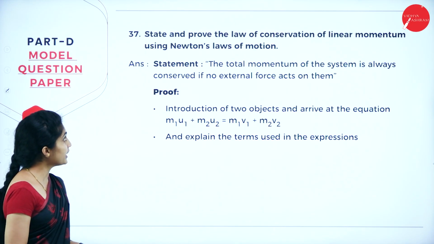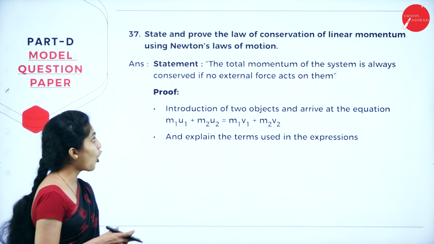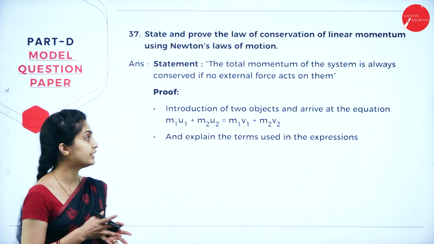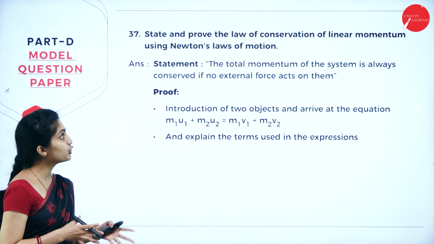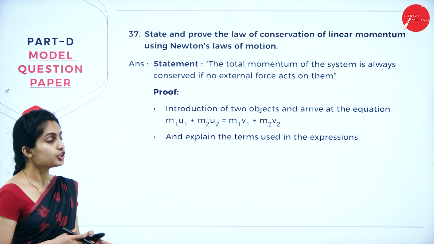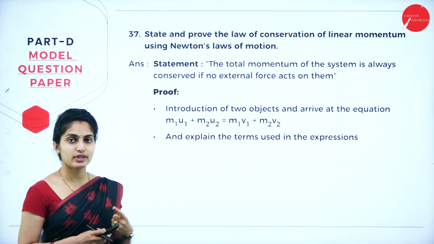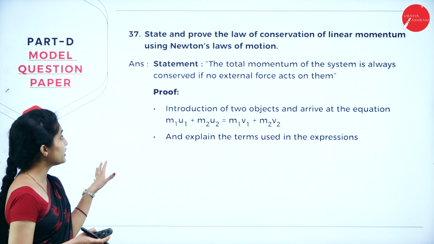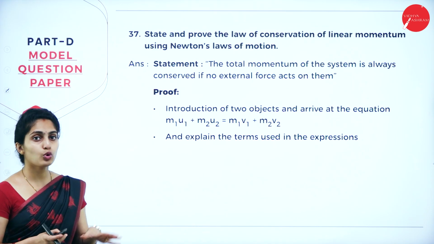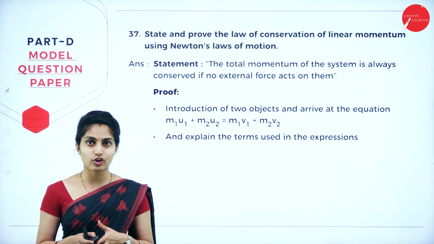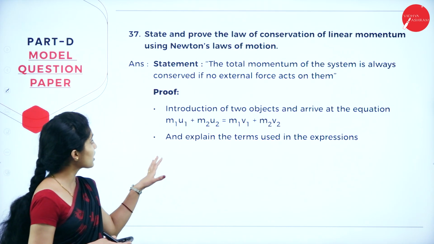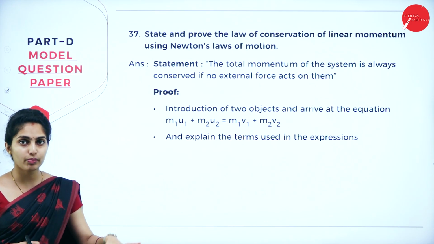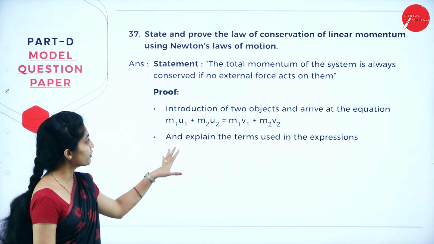The next question will be: state and prove the law of conservation of linear momentum using Newton's laws of motion. We will have to give the statement as it is given there: the total momentum of the system is always conserved if no external force is acting on it. So this is how it is. Next we go to the proof. And what is that proof?